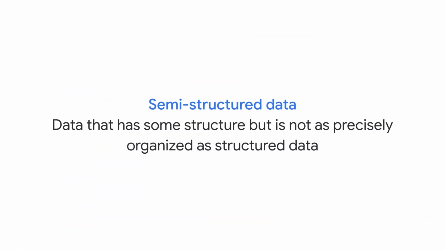Finally, now that you have an understanding of structured and unstructured data, let's move on to semi-structured data. Semi-structured data is data that has some structure but is not as precisely organized as structured data. This means it's more flexible than structured data.